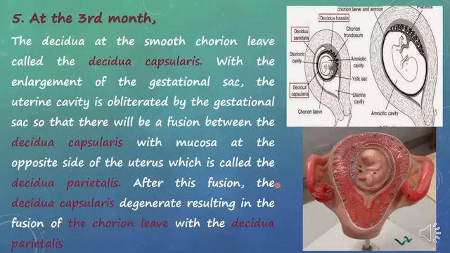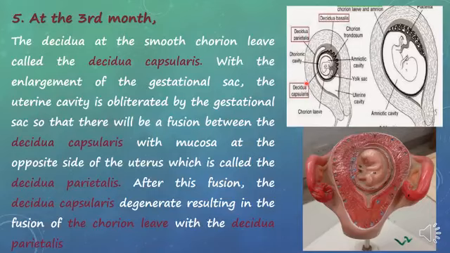Now at the third month, the decidua at the smooth chorion is called the decidua capsularis. This is the chorionic leaf, and this is the mucosa over the chorion. It is called the decidua capsularis.